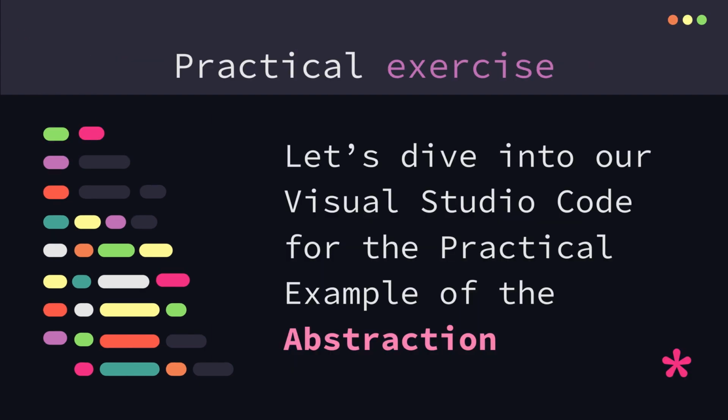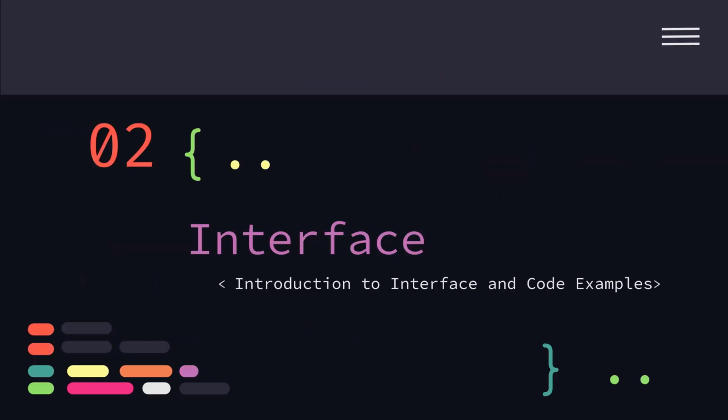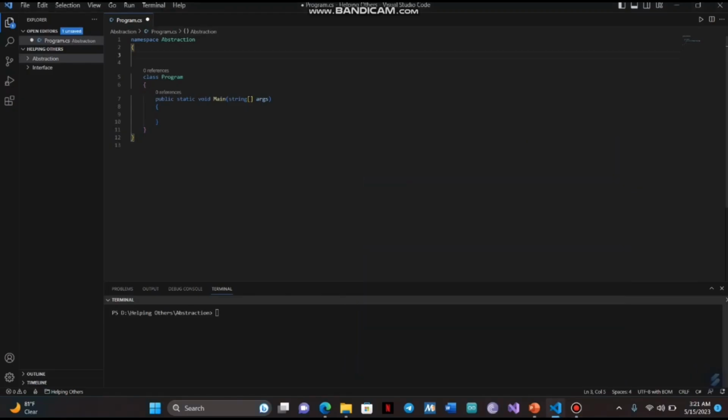Now let's dive into our VS Code for the practical example of abstraction. Now let's have a look at the concepts of abstraction in practical mode. We will first need to declare an abstract class. The syntax for the abstract class is that we will first need to specify the access modifier followed by the abstract and class keyword followed by the class name.